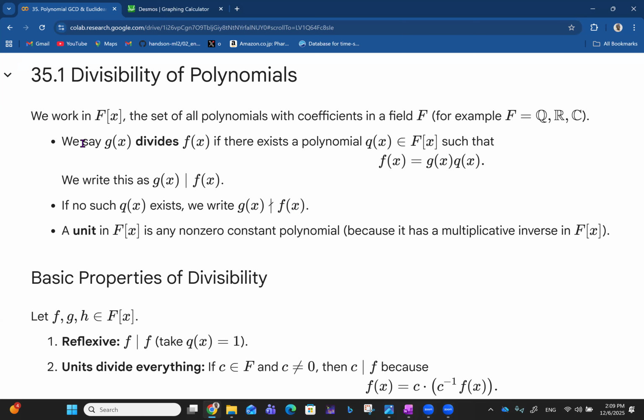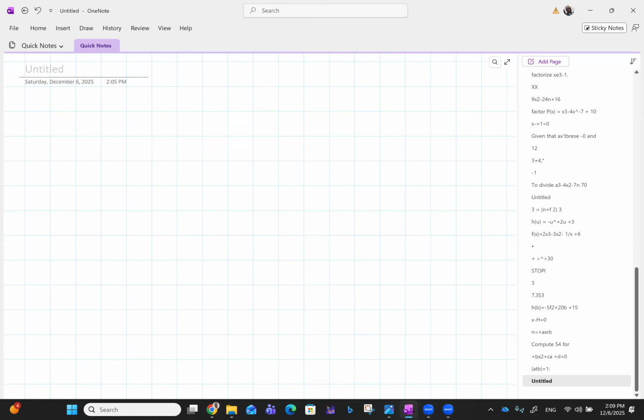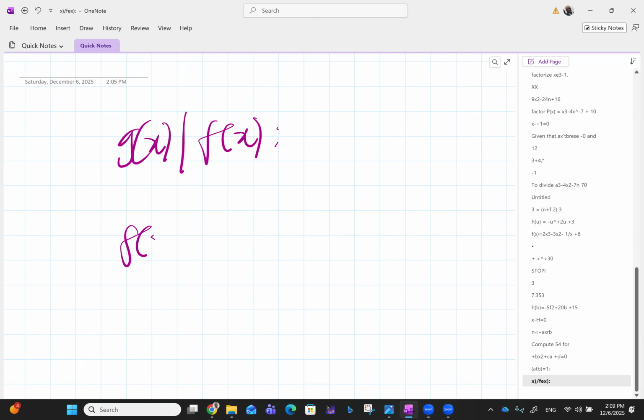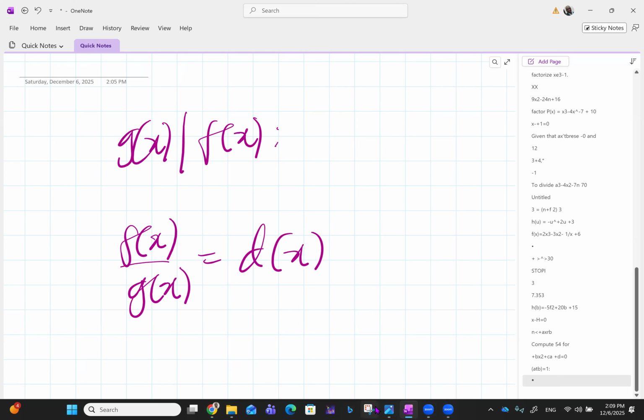A unit in F of x is any non-zero constant polynomial because it has a multiplicative inverse in F of x. So we are simply saying that g of x divides f of x if we can say that f of x over g of x is equal to a particular d of x. Basically, that's the whole thing we are saying, such that we can now say f of x is g of x multiplied by d of x.